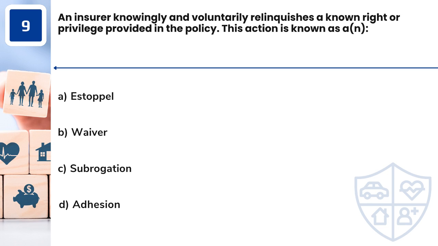Question 9. An insurer knowingly and voluntarily relinquishes a known right or privilege provided in the policy. This action is known as A. Estoppel. B. Waiver. C. Subrogation. D. Adhesion.